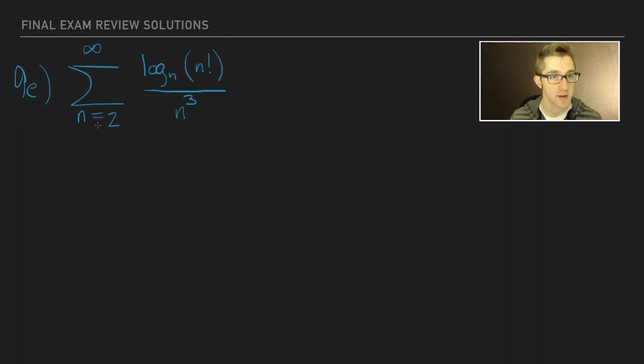For 9e, this one's kind of tricky. We have the sum of the log base n, so the log is changing with n, log base n of n factorial divided by n cubed. The first thing, off to the side, I'm going to do a little bit of scratch work. Log base n of n factorial.